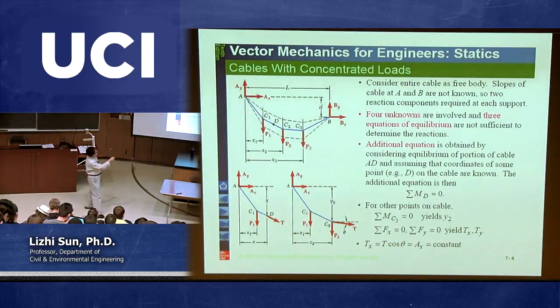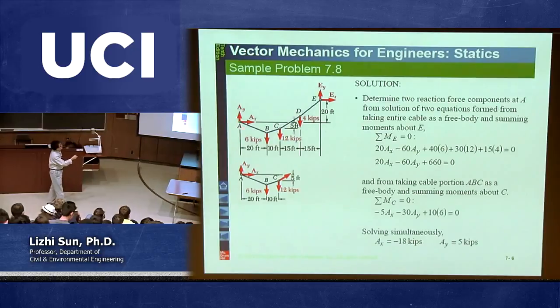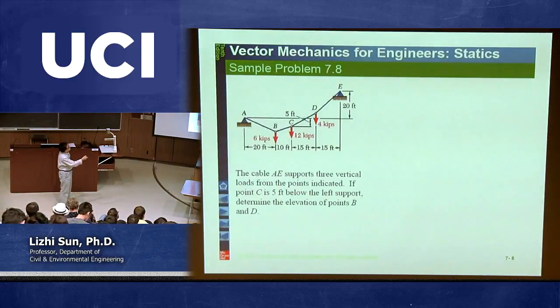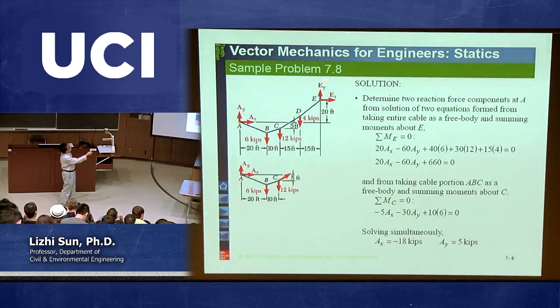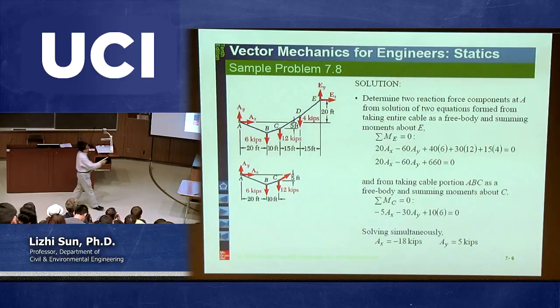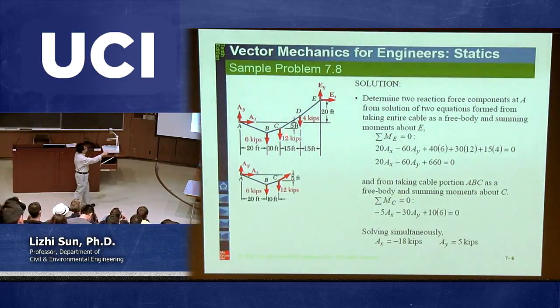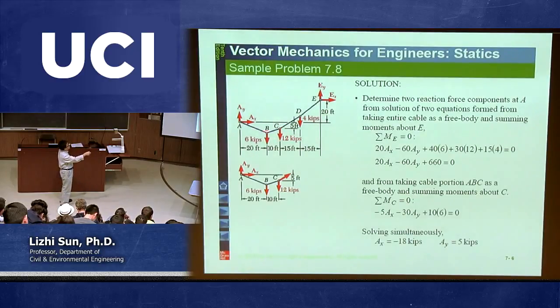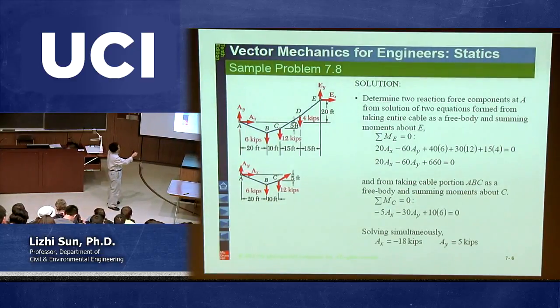So again, you look at the entire structure, you cut at point A, you get 2 reactions, you cut at point E, you get 2 reactions. There's no way you can solve for 4 unknowns because there are only 3 equations. That's why we're going to cut at point C. So once we cut at point C, we look at this part, the A, B, C part. Then at point A, again, you have 2 reactions.